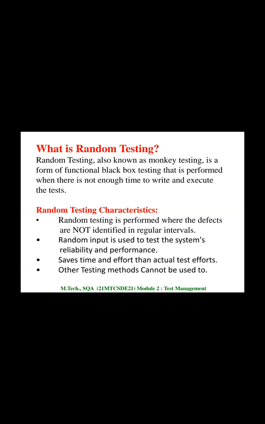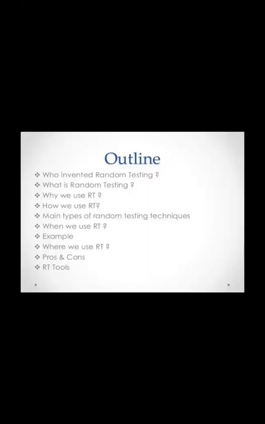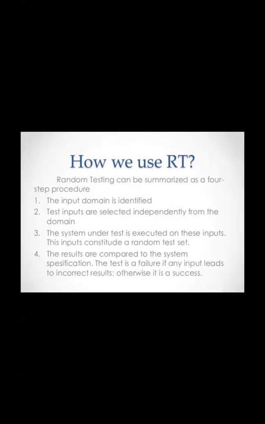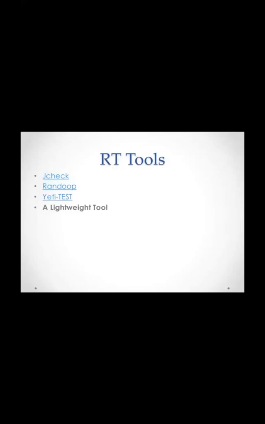If you cannot perform or follow other testing methods, we can go for random testing. Then we discussed when we can make use of random testing, how to make use of it, the main types, major examples, the major advantages and disadvantages of random testing, and the random testing tools available, like JCheck and RAND.